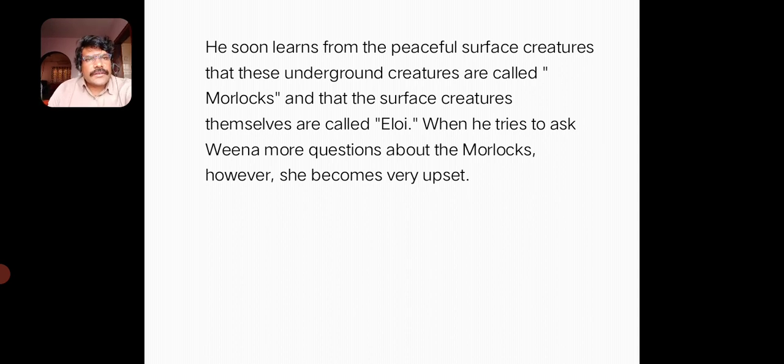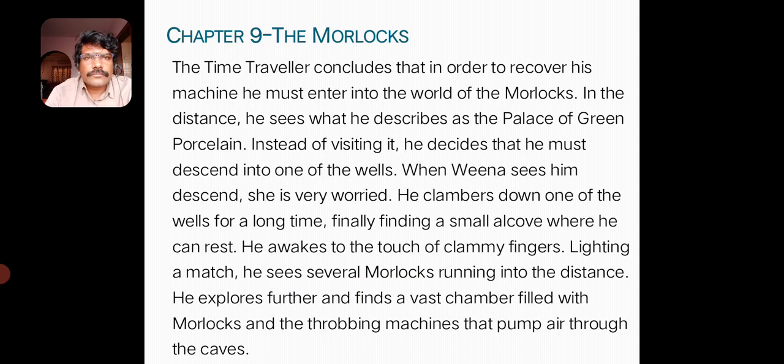He soon learns from the peaceful surface creatures that these underground creatures are called Morlocks and that the surface creatures themselves are called Eloi. When he tries to ask Weena more questions about Morlocks, however, she becomes very upset and tries to disappear from the scene. Chapter 9, The Morlocks, exclusively talks about the Morlocks and their behavior, their lifestyles, and their living style.